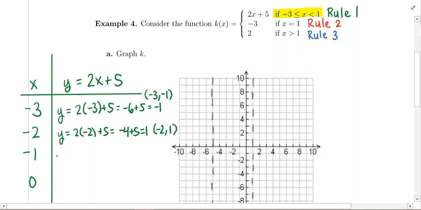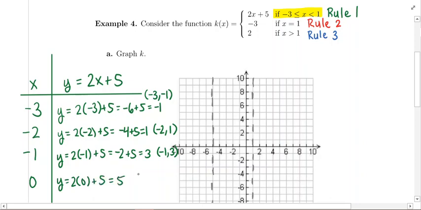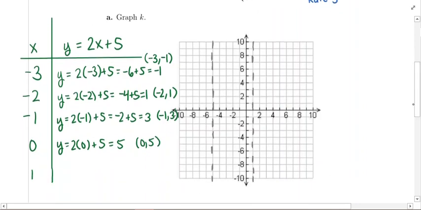Moving on to x equals -1, we're going to get that the y value is 2 times -1 plus 5. That's -2 plus 5, and that's going to be 3. So if x is -1, y is going to be +3. And then if x is 0, we're going to get y is 2 times 0 plus 5. That's 5. So our graph will go through the point 0, 5. And then lastly, we will take a look at what happens if x is 1. That will give us a y value of 2 times 1 plus 5. That's 2 plus 5, which is 7. So the last point here will be 1, 7.